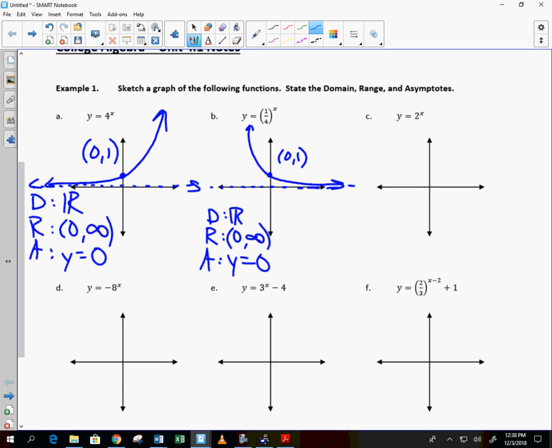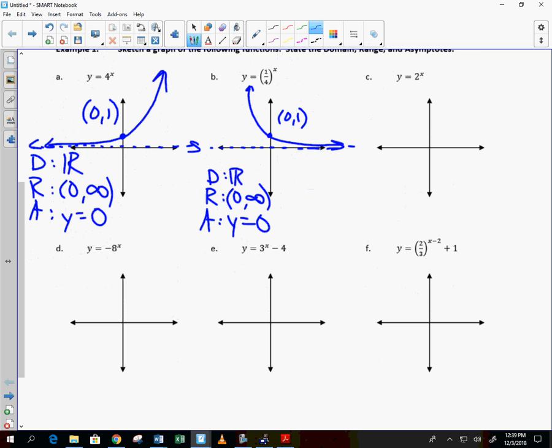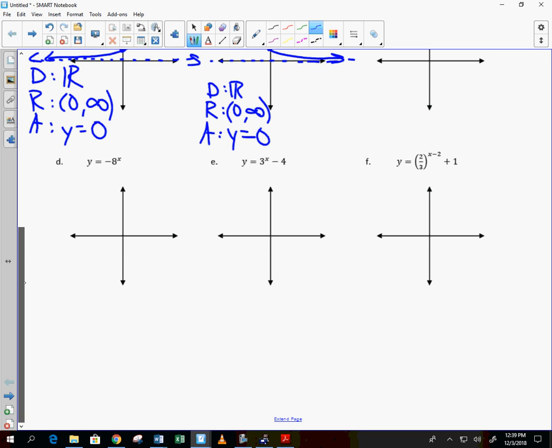Is the next one going to look like the first one or the second one? Why? Excellent. So it'll be like the first one. We could just skip it. How about letter D? Is it going to look more like the first one or the second one? First one. What does the negative do?